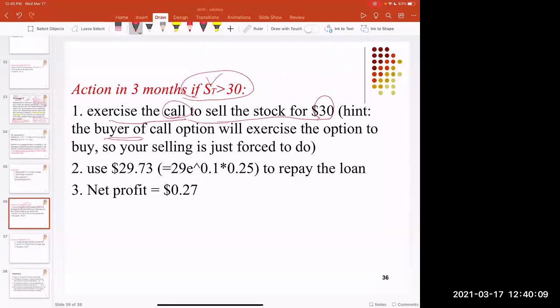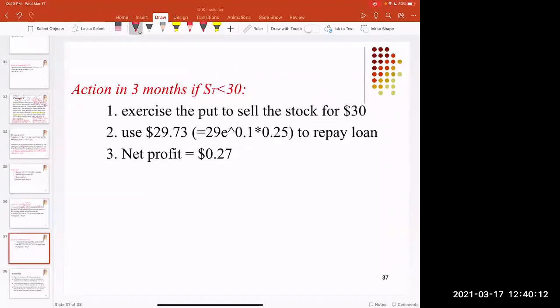And the actions in 3 months, the other case. You're going to exercise the put, because you are in the long position. If you sell at 30, which is higher than the market price, that's good, right? And you make money, so 0.27.